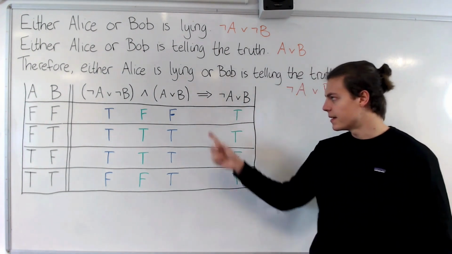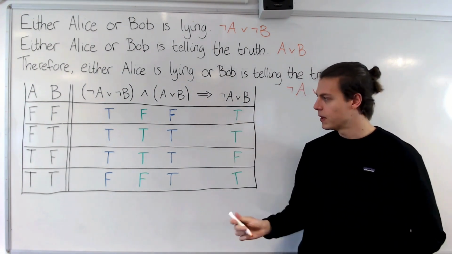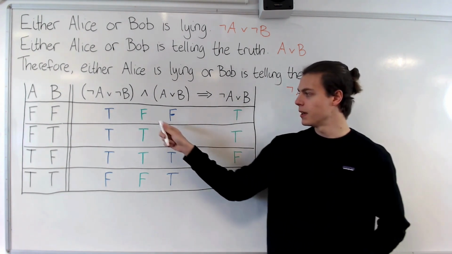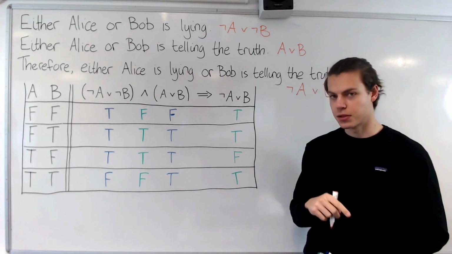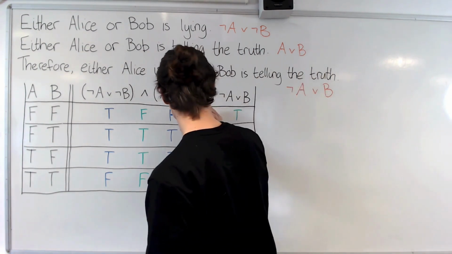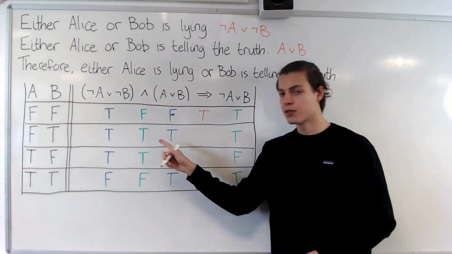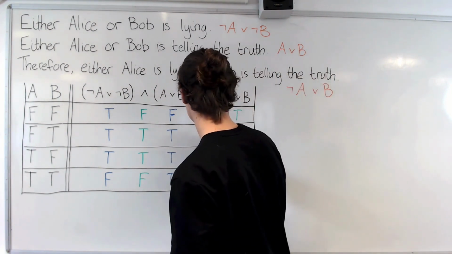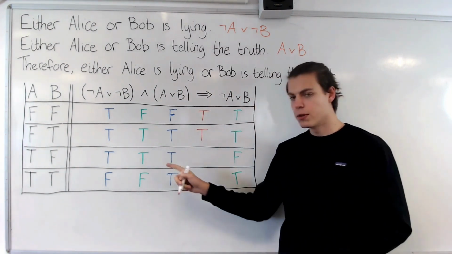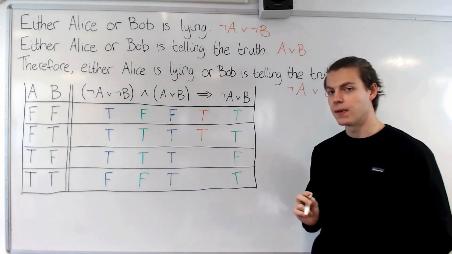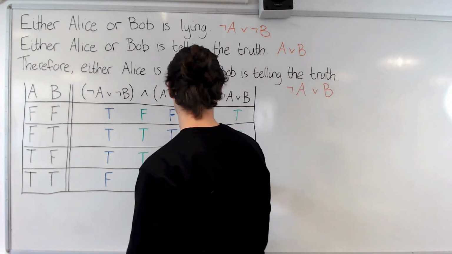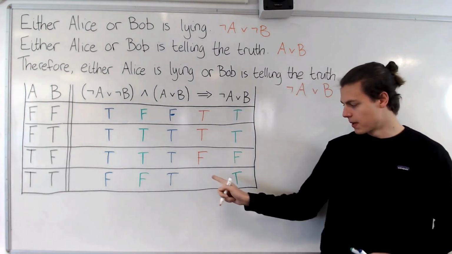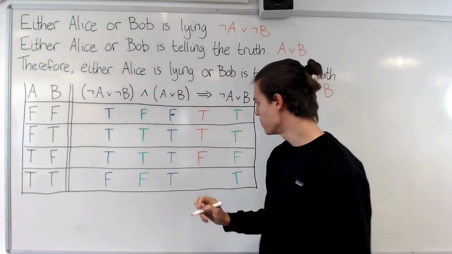Finally, we can fill in the implication. So, looking at the two green columns, false implies true is true. True implies true is true. True implies false is false. And false implies true is true.